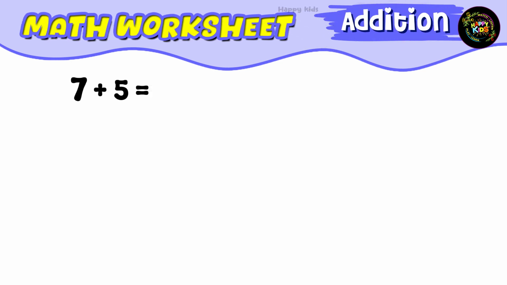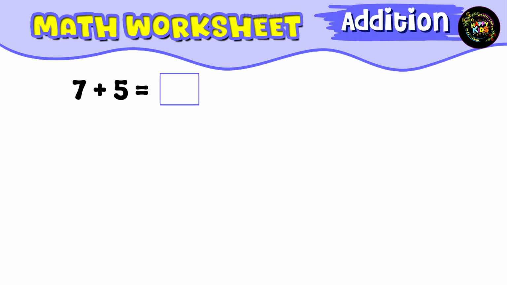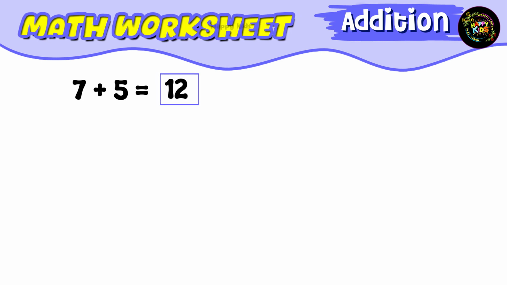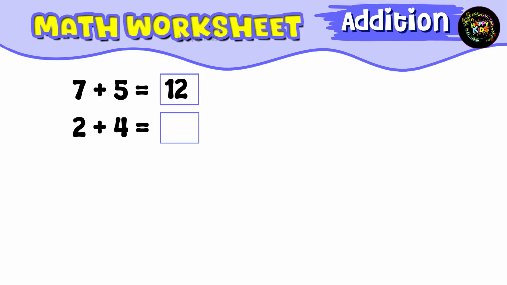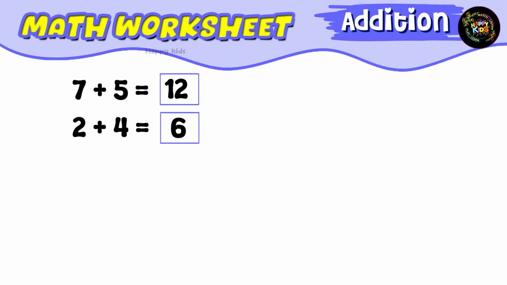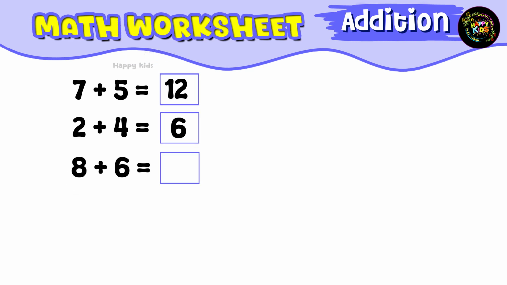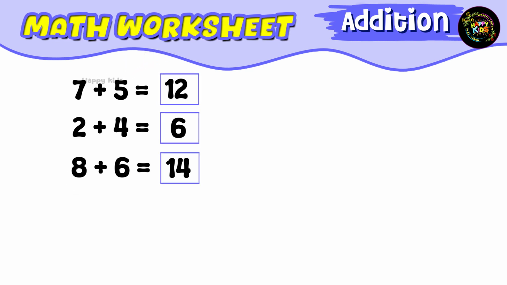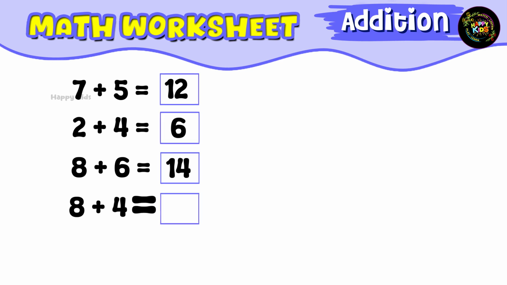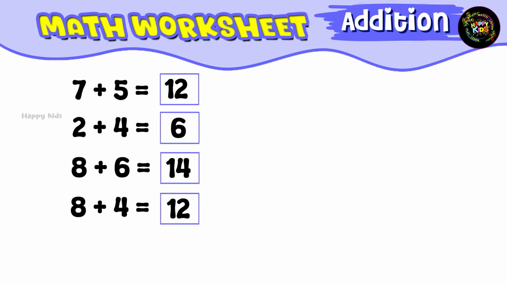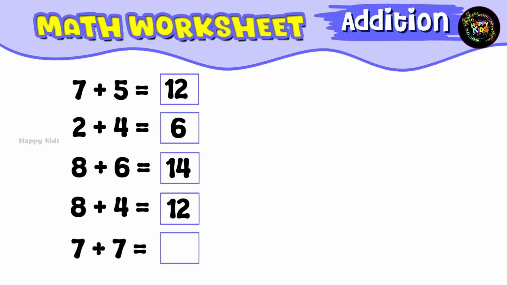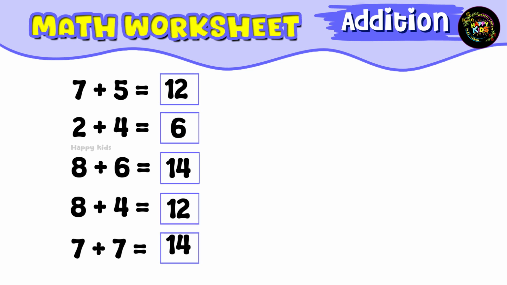Math worksheet. Addition. 7 plus 5 is equal to 12. 2 plus 4 is equal to 6. 8 plus 6 is equal to 14. 8 plus 4 is equal to 12. 7 plus 7 is equal to 14.